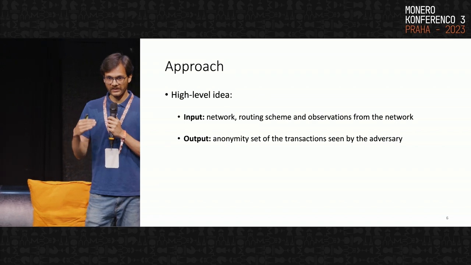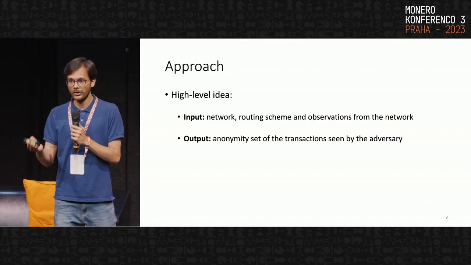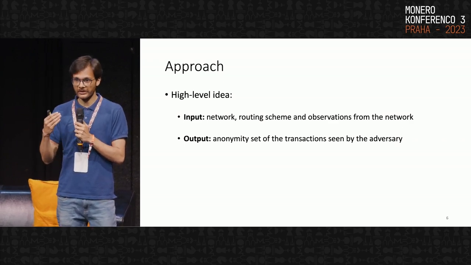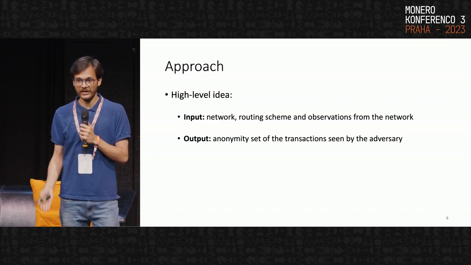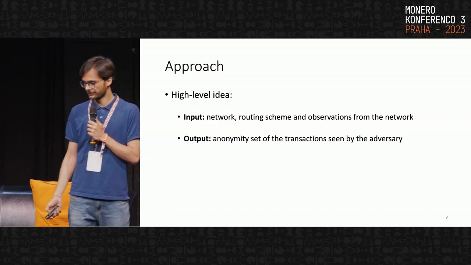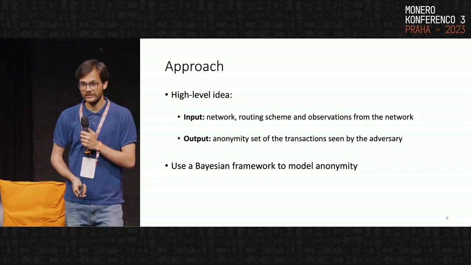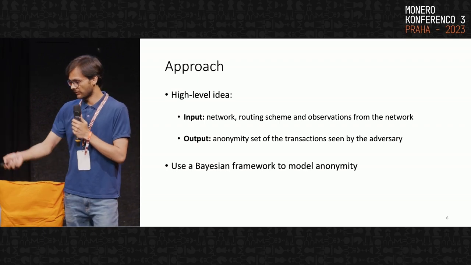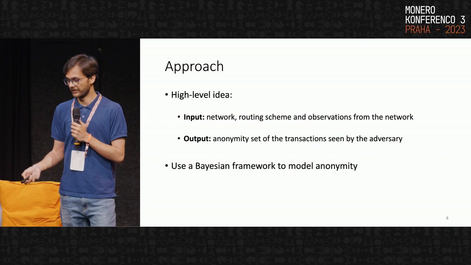Once we give all these inputs to the framework, it outputs the anonymity set, or how many users or how many senders I can de-anonymize in the network, or if I cannot de-anonymize, how much doubt I have for every particular transaction. And we can achieve this with the help of something known as Bayesian probabilities. I'll now move on to how we build this framework with this idea in mind.